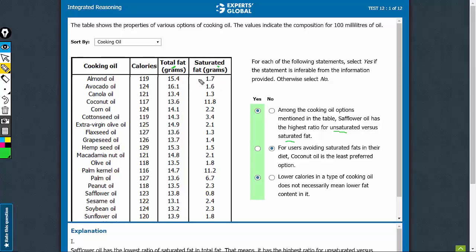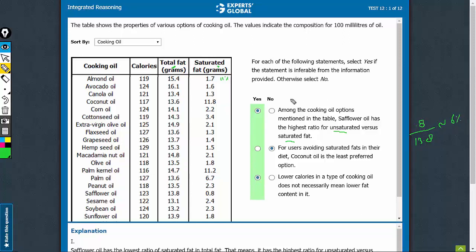So let's simply find out this ratio. Wherever this is the lowest, the ratio of unsaturated versus saturated would be the highest. Here this is roughly 11%. Let's first figure out what it is for safflower. Safflower oil is here. Here the ratio is 0.8 out of 13.8. That is roughly only 6% or so.